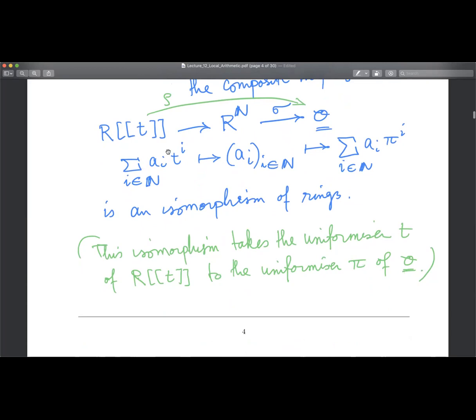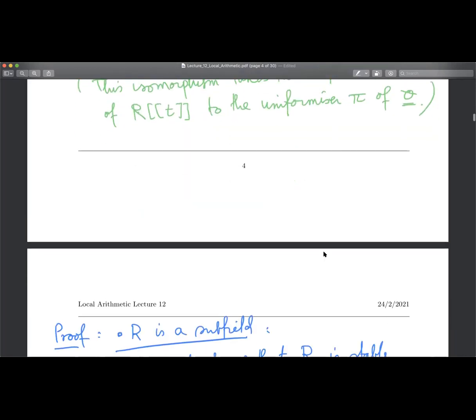to the uniformizer pi of the ring O. That's obvious because T here, as an element of this power series ring, is 0 plus 1 times T plus 0 times T squared, etc., etc. So this will go to the sequence 0, 1, 0, 0, 0, etc. And that will go to the summation, so it's going to be 0 plus 1 times pi plus 0 times pi squared, etc. Obviously, that is equal to pi, right? Okay, so let's prove this.